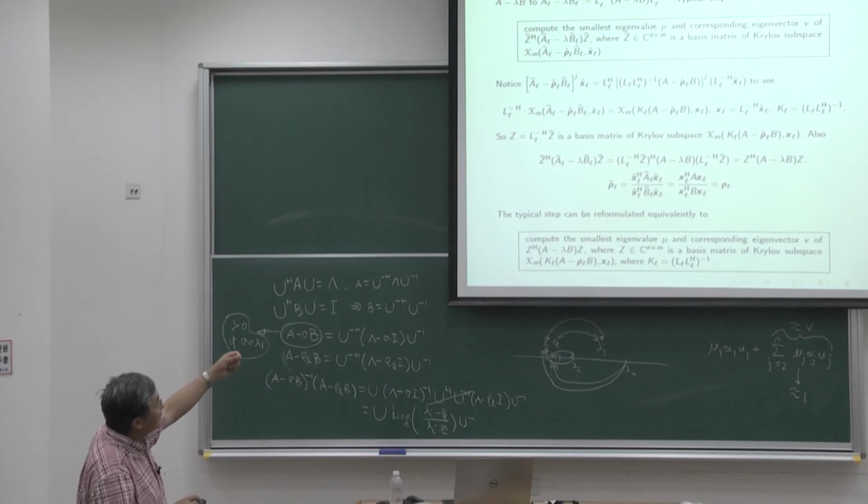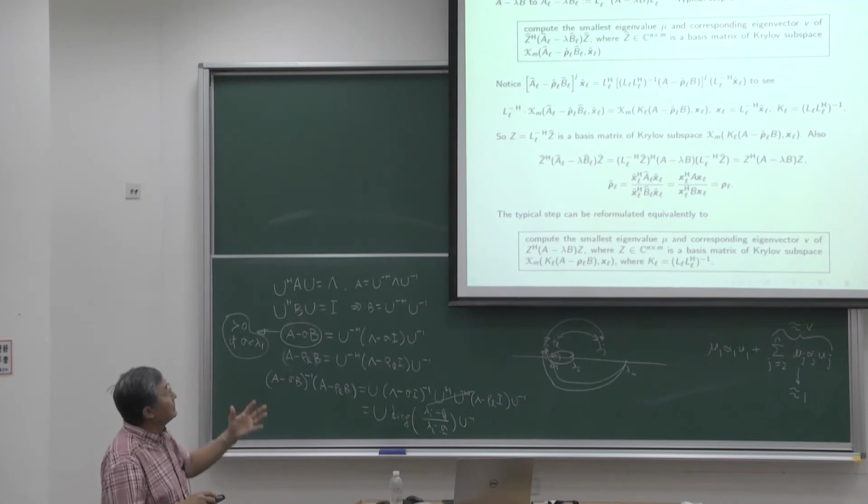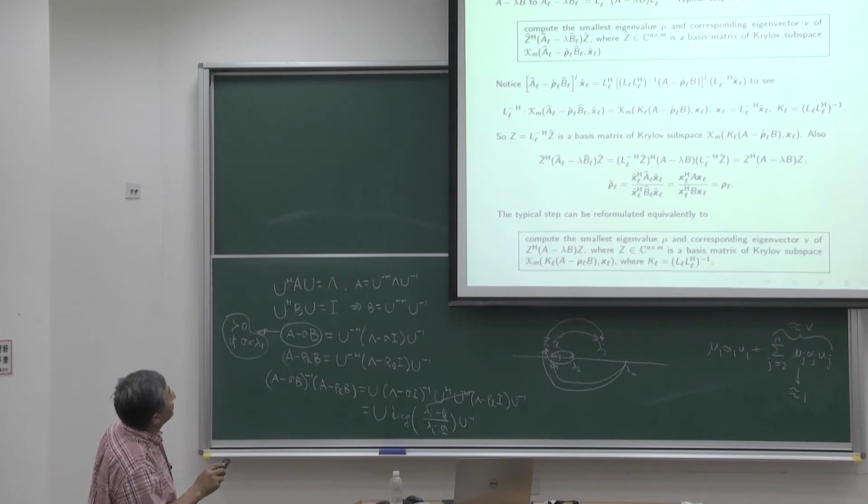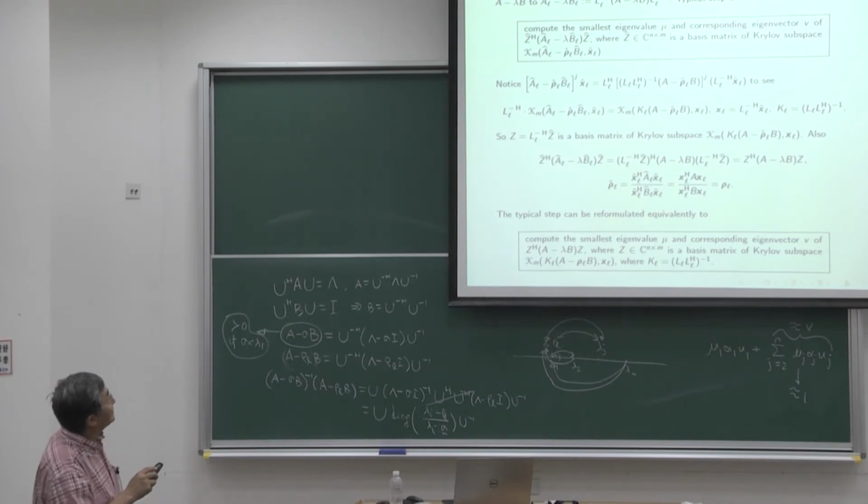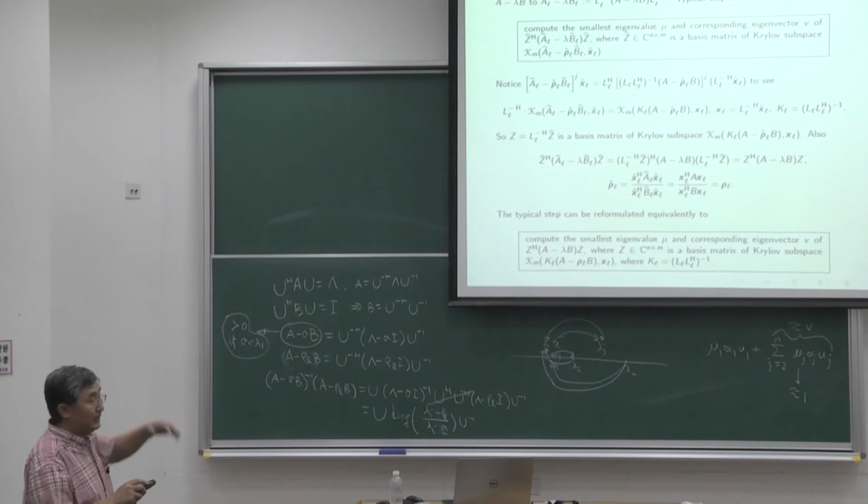So here's the notation: you have a hat or a mu hat. Mu is for the original problem, and with a hat is the same notation for the transform problem. So we're solving this eigenvalue problem. This Z hat will be the basis matrix of the Krylov subspace. Everything with a hat. Now let's look at this.